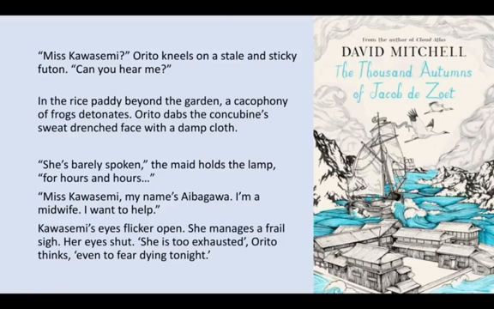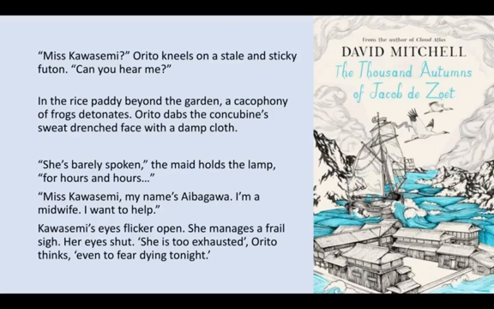Miss Kawasimi, Orito kneels on a stale and sticky futon. Can you hear me? In the rice paddy beyond the garden, a cacophony of frogs detonates. Orito dabs the concubine's sweat-drenched face with a damp cloth. She's barely spoken, the maid holds the lamp, for hours and hours. Miss Kawasimi, my name's Ebegwa. I'm a midwife. I want to help. Kawasimi's eyes flicker open. She manages a frail sigh, her eyes shut. She's too exhausted, Orito thinks, even to fear dying tonight.